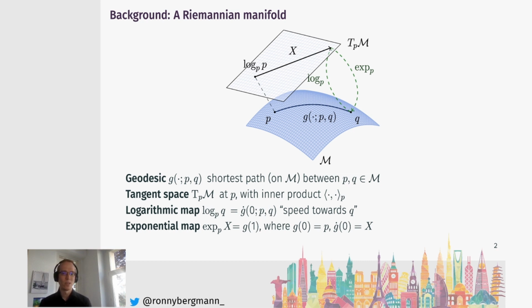the logarithmic map is only defined locally. The example is the North Pole on the sphere, and you ask yourself, how do I get to the South Pole? There's no unique answer. You can take any way as long as you walk half around the Earth.